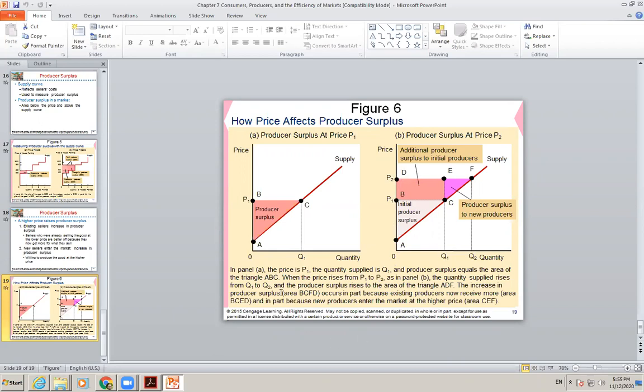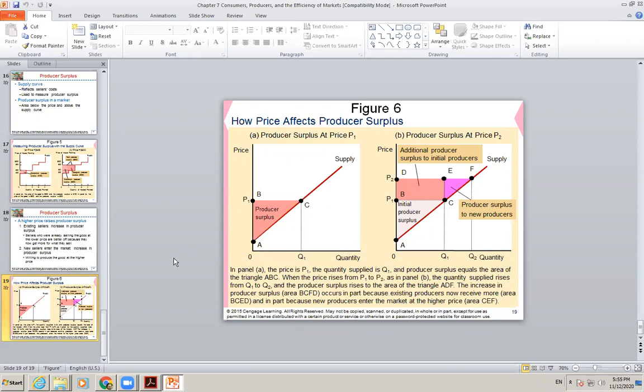So the increase in the producer surplus, BCFD, this range from P1 to P2, occurs because existing producers now receive more by selling at a higher price. And new producers additionally enter the market at the higher price. That creates new producer surplus. So additionally, there will be a total bigger pie for the producers.